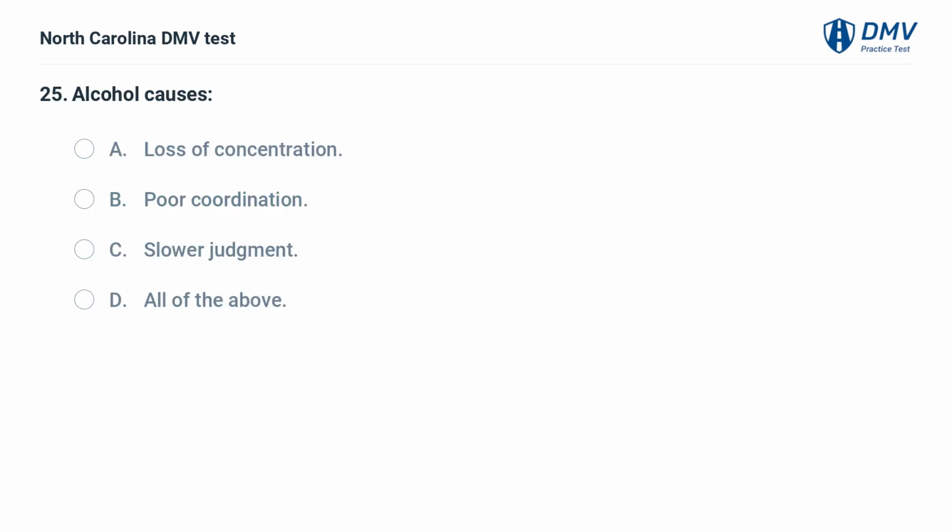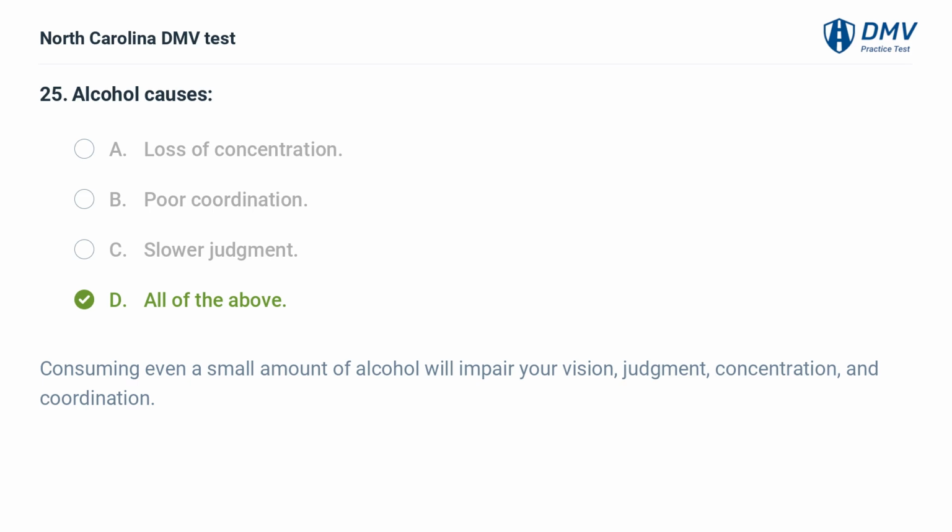Alcohol causes A. Loss of concentration. B. Poor coordination. C. Slower judgment. D. All of the above. D. All of the above. Consuming even a small amount of alcohol will impair your vision, judgment, concentration, and coordination.